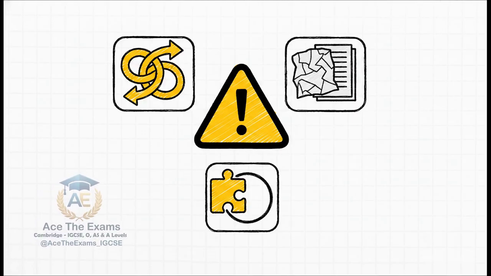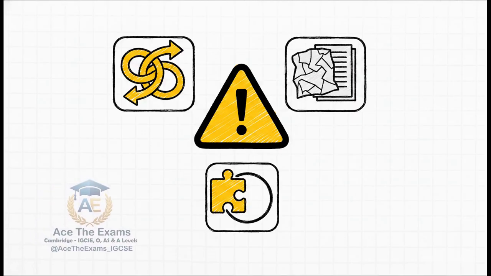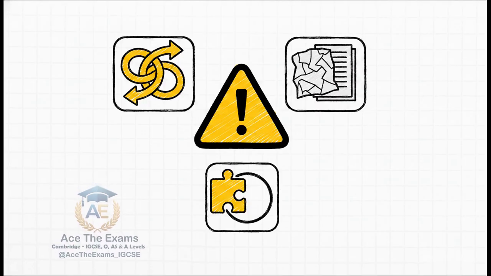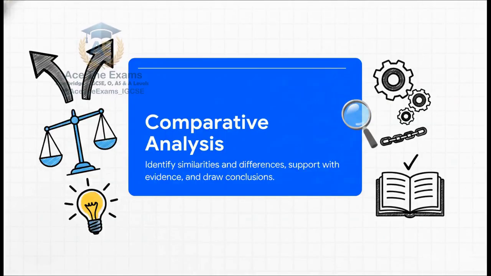Listen, if you catch yourself committing any of these 3 offenses mid-exam, you need to object to your own writing and fix it immediately. So how do we actually build a true comparative analysis to avoid those traps?